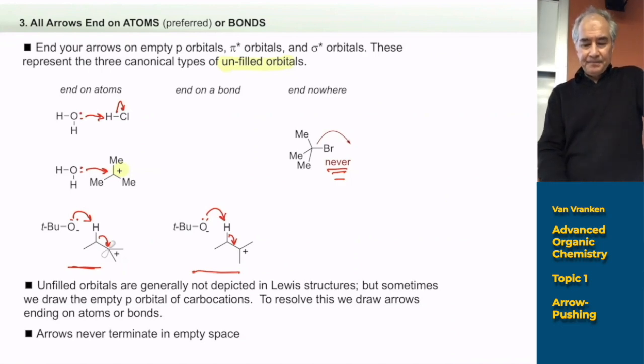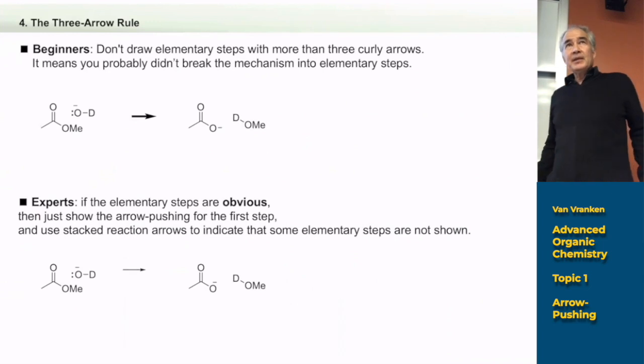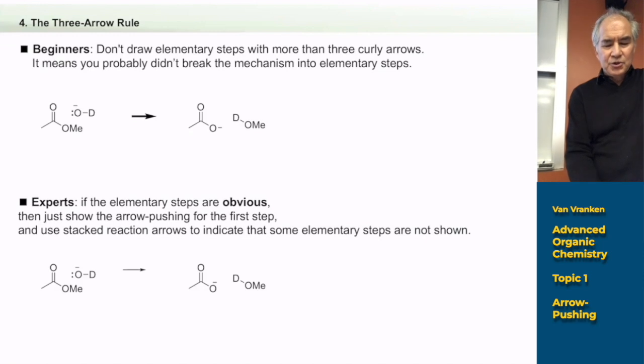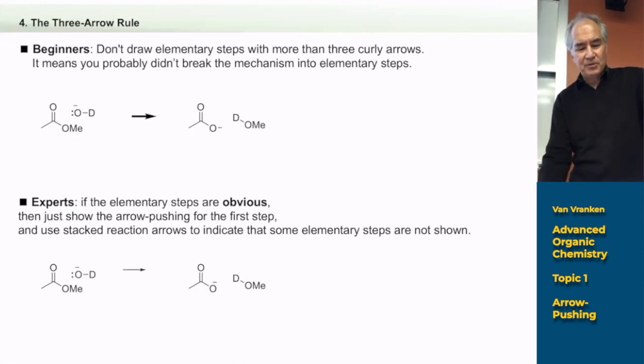All right. I'm going to give you something called the 3-arrow rule. And you might think, why do I need a rule that tells me how many arrows? That sounds so restrictive to me. So here's an example of maybe somebody did a deuterium labeling experiment where they wanted to see what happens if you take deuteroxide, hydroxide ion with a deuterium, and you hydrolyze an ester with that. I hope most of you could write out the mechanism for this transformation.